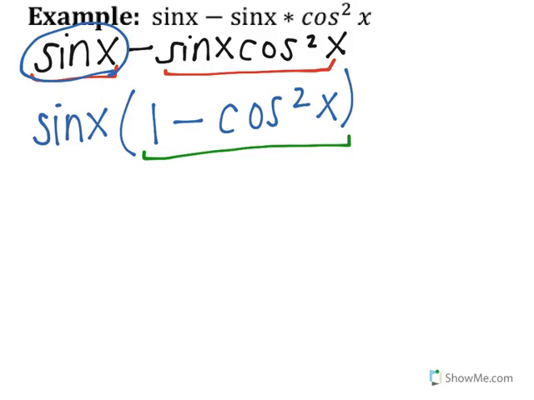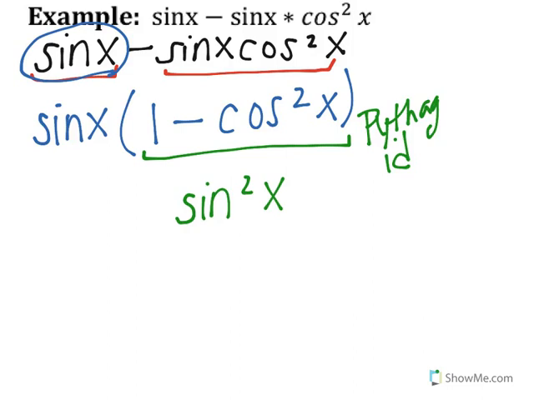Okay, so what we are going to do is look at our identity sheet and see, is 1 minus cosine squared equal to anything? And if we look at our identity sheet under Pythagorean identities, so this is actually a Pythagorean identity, we can see that 1 minus cosine squared is actually equal to sine squared. And then out in front, we still have that other sine. So this equation now is sine times sine squared.